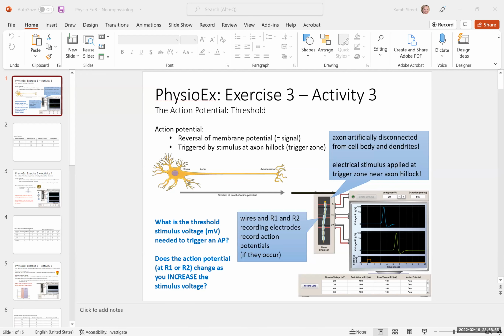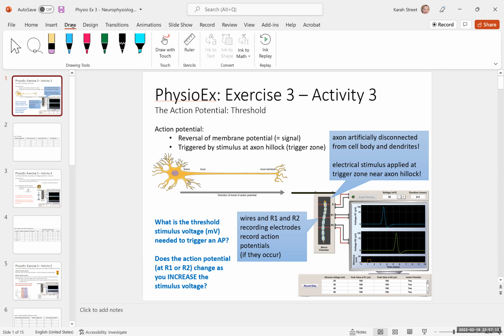Hello, class. This is a discussion on PhysioEx, exercise 3. I asked you to do activities 3, 4, and 5, as well as 7, 8, and 9. Let's begin our discussion talking about activity 3 within exercise 3.